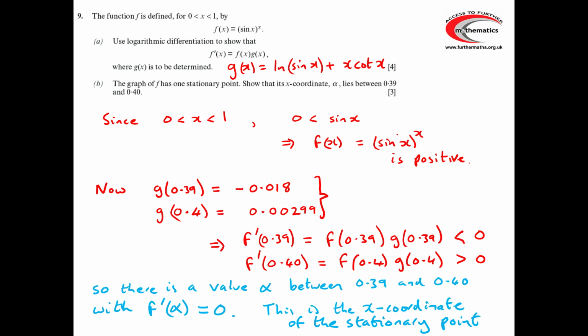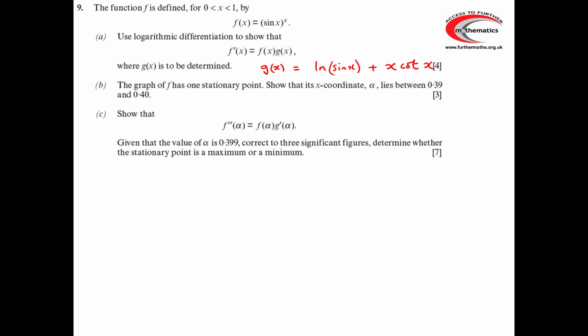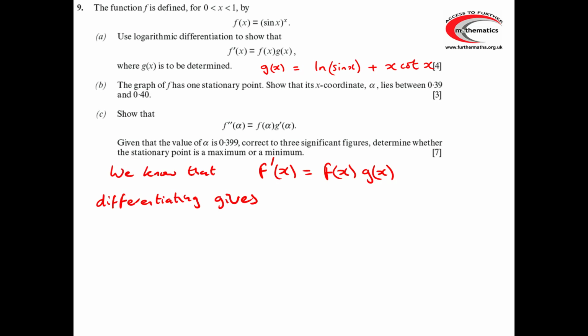And we now need to move on to the final part of the question. We've got to show that the second derivative of f at alpha is f of alpha times g dash alpha. So where are we? We need to go back. We know that f dash x is f of x times g of x. So if we want to start thinking about the second derivative of f, we're going to need to differentiate f of x times g of x.